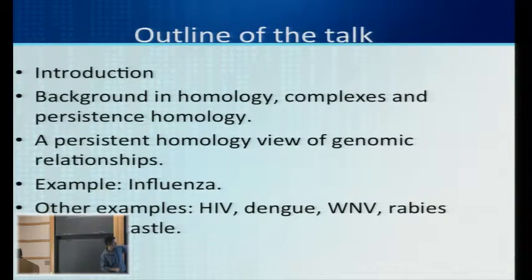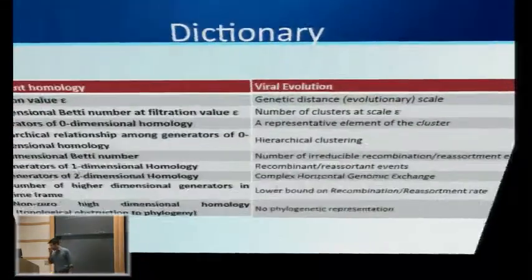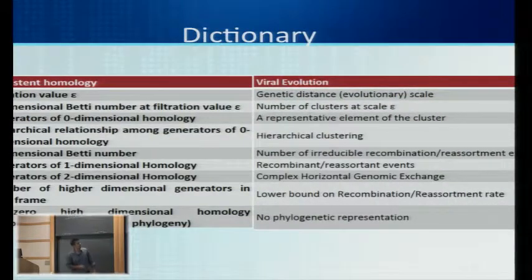I applied it to an organism that I know very well. There are tons of data, and we can just try to interpret what is the result of the homology, the different classes, what is the meaning of that. And there are many other examples that we've been applying this to. And again, this is what we are trying to do now, just trying to detail the dictionary between persistent homology and viral evolution.